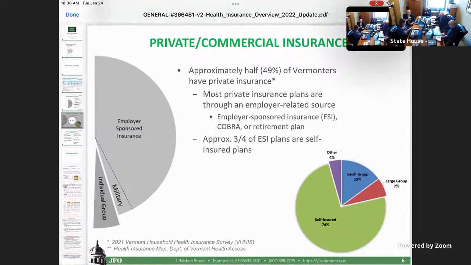Again, about half of Vermonters have private insurance. Most of those are employer-based insurance. Approximately 3/4 of those are self-insured. So the little chart on the bottom shows employer-sponsored insurance, and you can see 74% of people who have employer-sponsored insurance are on a self-insured plan.